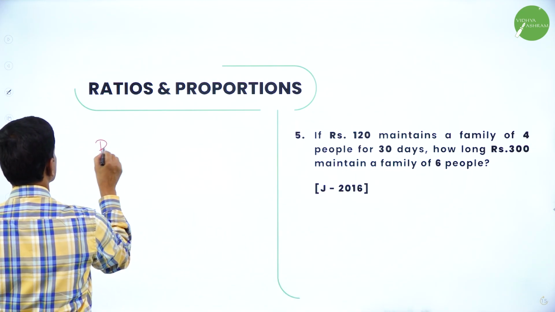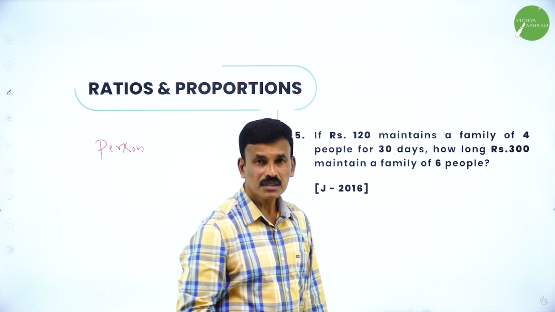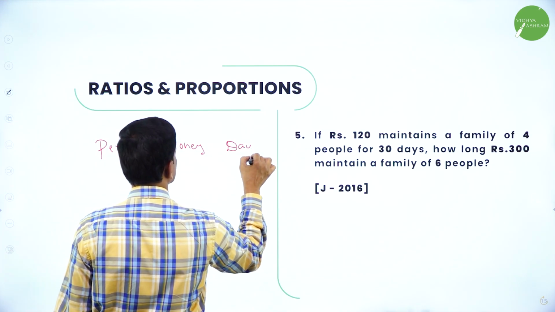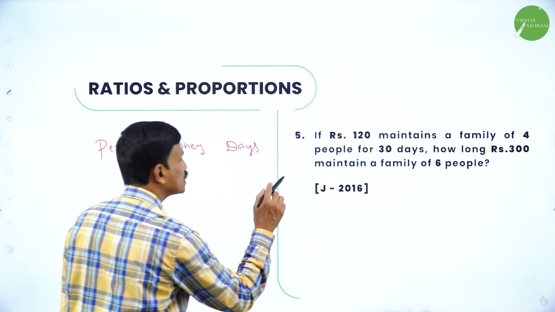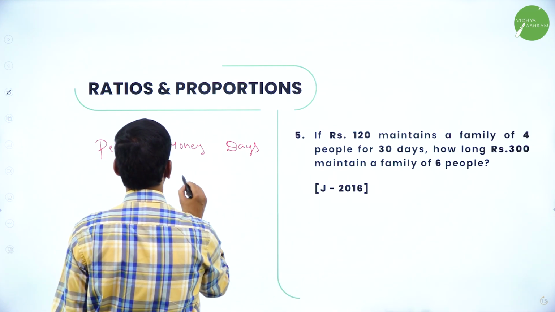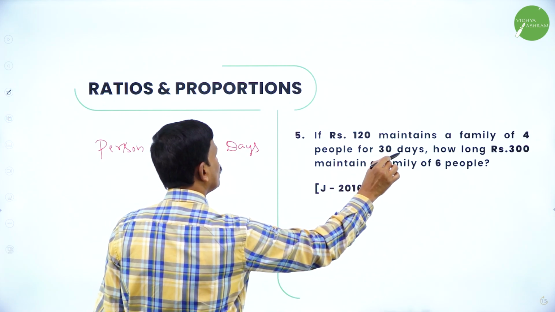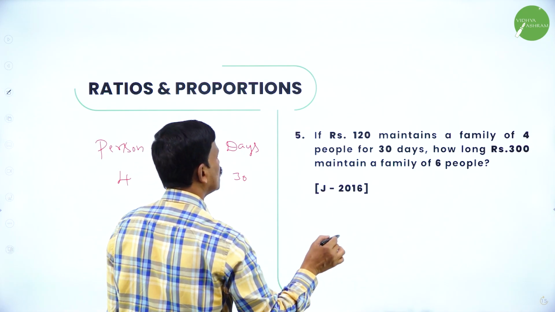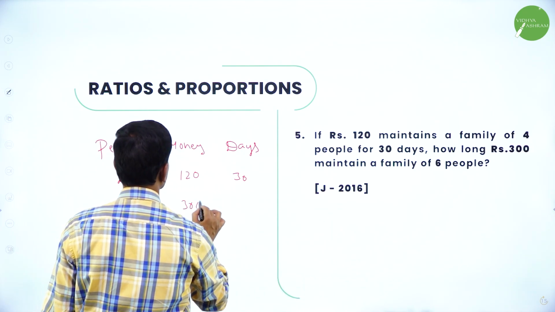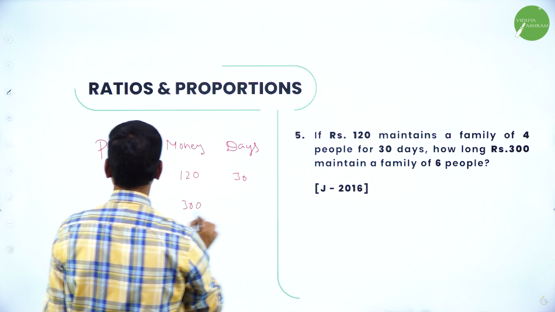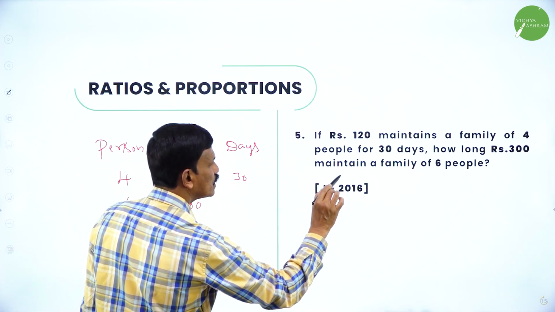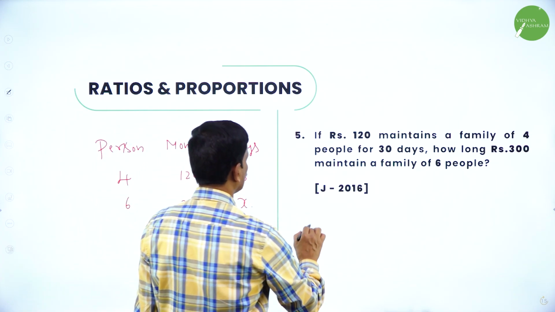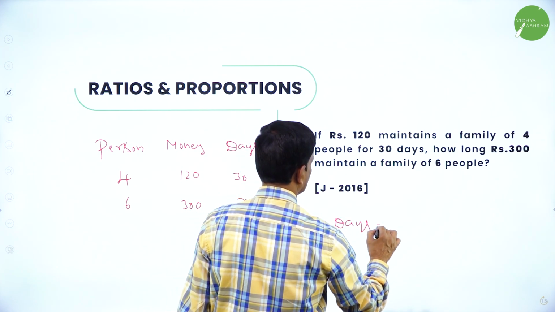First write down the persons, then money and days. Okay. So first case, how many persons? The amount is 120. It maintains a family of how many persons? 4 persons. For how many days? 30 days. Second case: rupees 300 maintains a family of 6 persons. How long means the number of days is the question mark. So x is equal to the number of days.